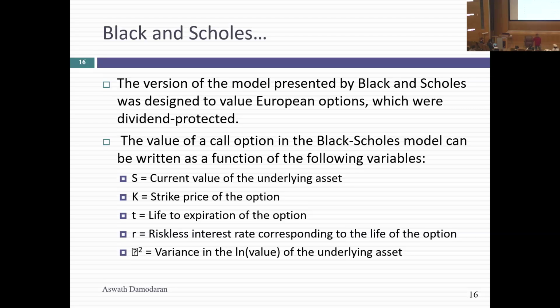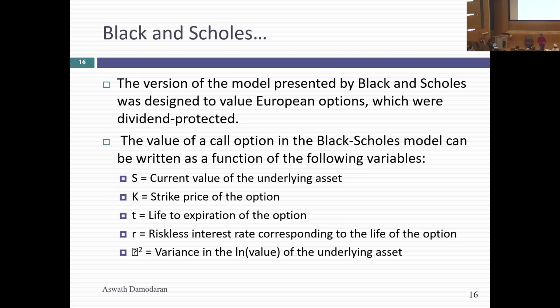But just a few minutes ago, I listed out 6 variables that determine the value of an option, right? What's a missing variable? What do you not see there? Time is there. Life to expiration of the option. Yes. Dividends were missing. You know why? Because they had trouble solving the equation with dividends. So you know what economists do when they have trouble? They assumed it away. The original Black-Scholes was designed to value what were called dividend-protected options.